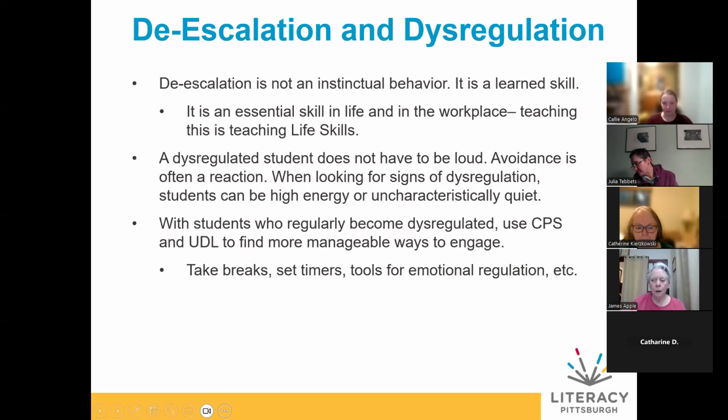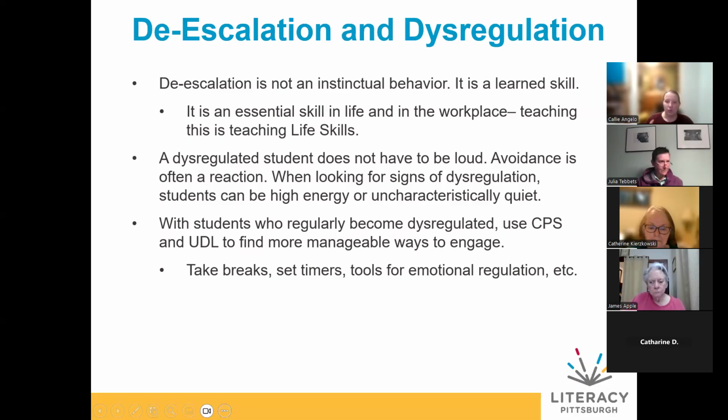later success, right? A dysregulated student does not have to be loud. Avoidance can be a dysregulated reaction. So, when looking for signs of dysregulation, students can be high energy or low energy. Think fight, flight, or freeze, right? If a response seems out of character, or out of the scope that you would expect for the setting, that's a sign that the person is dysregulated.